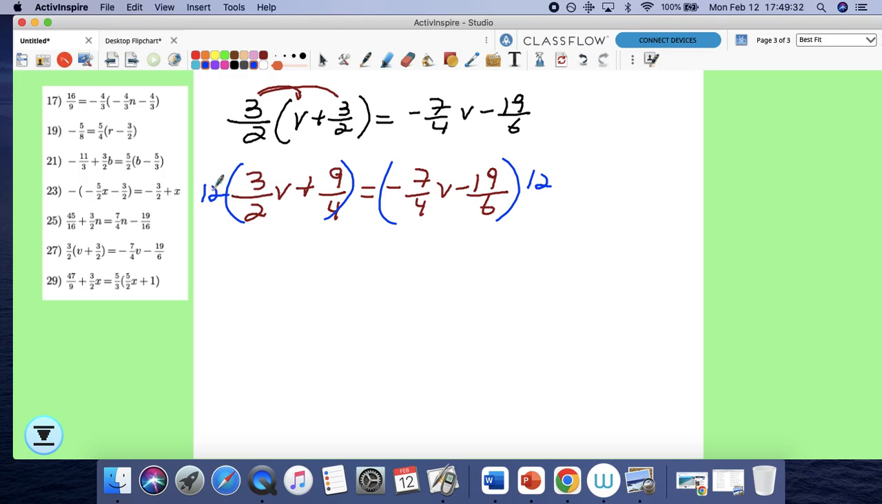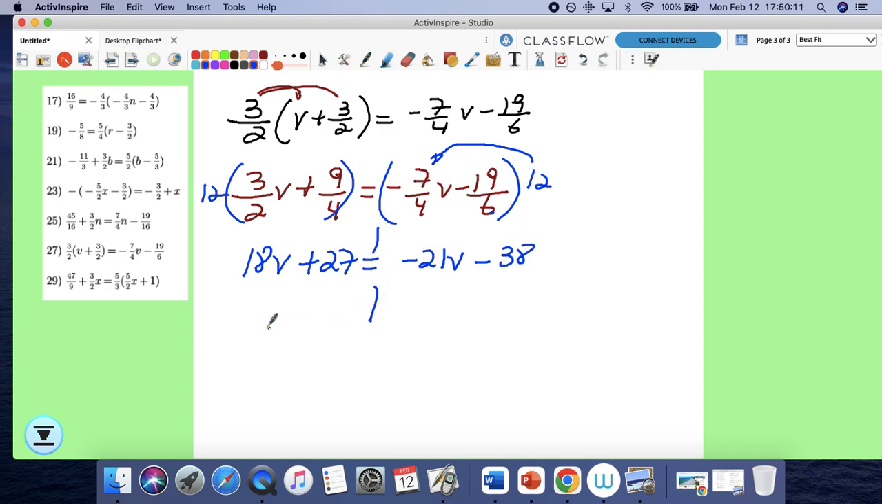12 times 3 over 2, 12 divided by 2 is 6, times 3 is 18v. 12 divided by 4 is 3 times 9 is 27. First of all, it's negative, and then 12 divided by 4 is 3 times 7, 21. This is also negative. 12 divided by 2 is 6 times 19, 38. I forgot a v. There are two v's. Let's write this again. That gives me negative 21v minus 38.